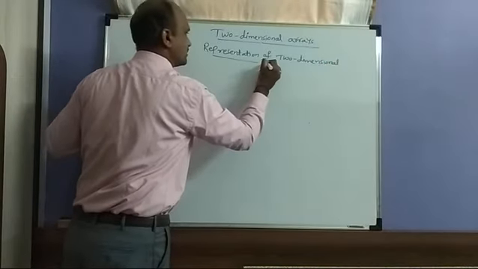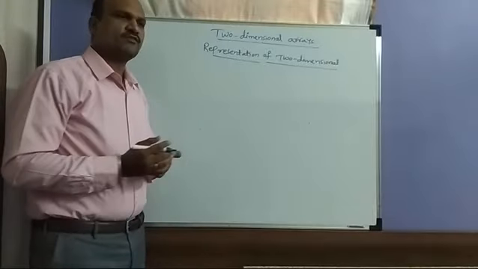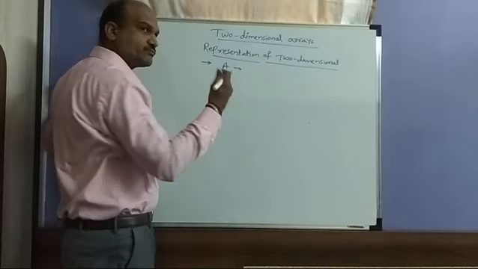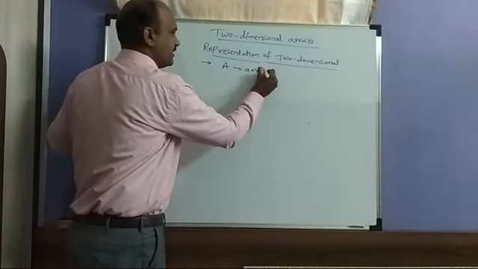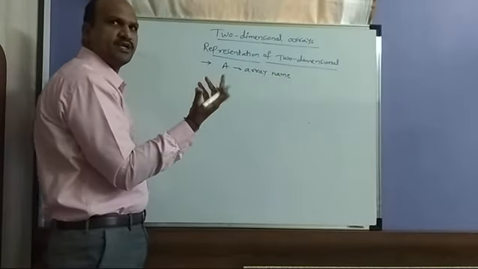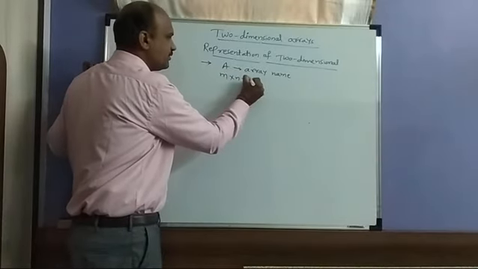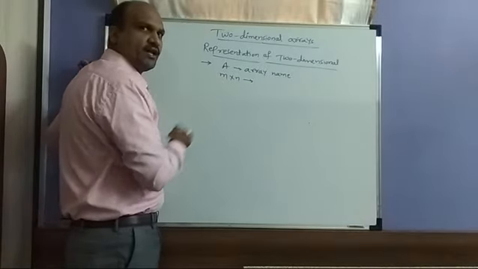So it is a representation of two-dimensional array. When you go for representation, A is your array name. Then compulsorily you have to take the order, that is m into n. As I told you, m is the row, n is the column. Order of the elements.